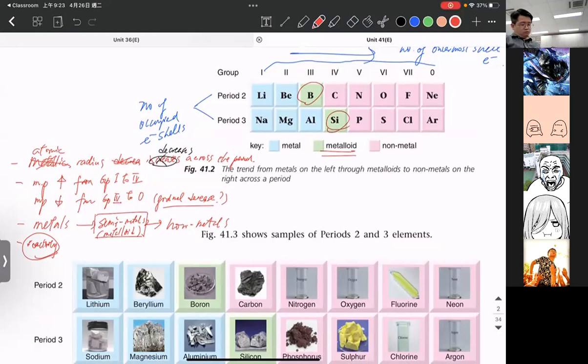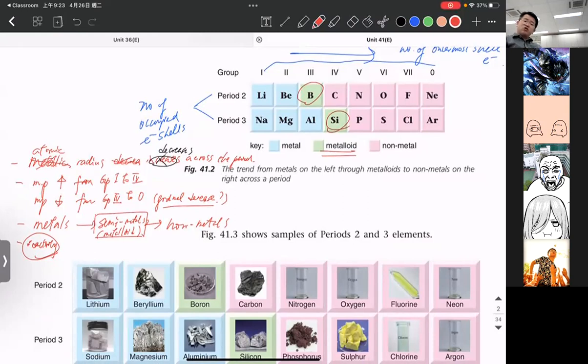Thẩm Quang Nhật. Thẩm Quang Nhật. Any periodic pattern that you observe about reactivity?